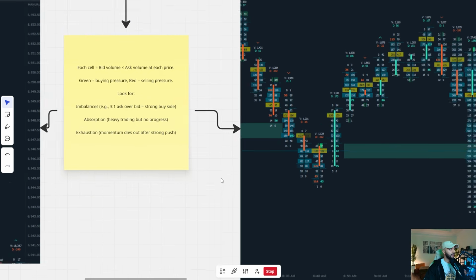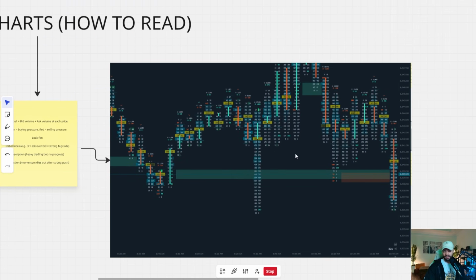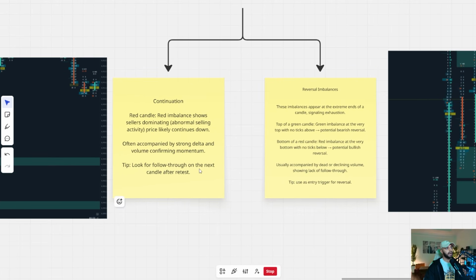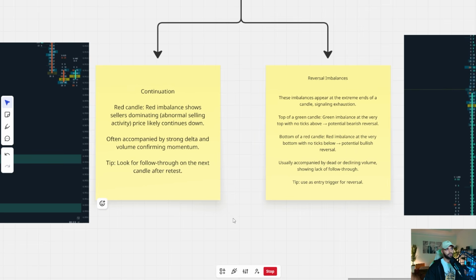Now, to talk about imbalances here, right? Imbalances can be tricky for some people, but what they are is, to me, simple. There's two kinds of imbalances. There's continuation imbalances and reversal imbalances. Let's quickly get into the definition before we get into the examples. But red candle, right? A red imbalance shows sellers dominating, an abnormal selling activity, and price likely continues down. This is the opposite for the buy side. Often accompanied by strong delta and volume confirmation, meaning volume getting bigger and bigger. And then tip, look for follow through on the next candle after the retest. I'm going to show you exactly what that means.